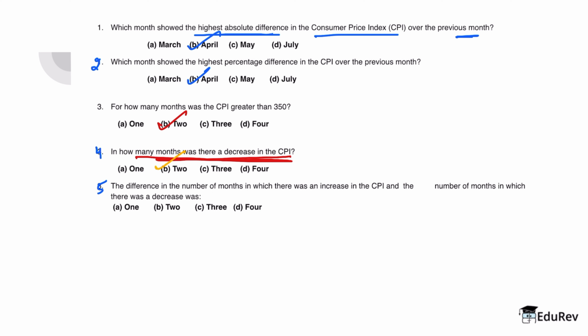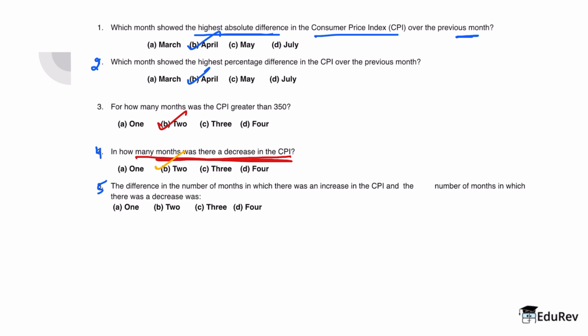Now the fifth question. The fifth question says, the difference in the number of months in which there was an increase in CPI and the number of months in which there was a decrease was. So I have to calculate the difference between the months in which there was an increase and the months in which there was a decrease. If I see the curve, the increase was in 3 months: April, June and July. So pink represents my increase. And then the decrease was in 2 months, March and May.